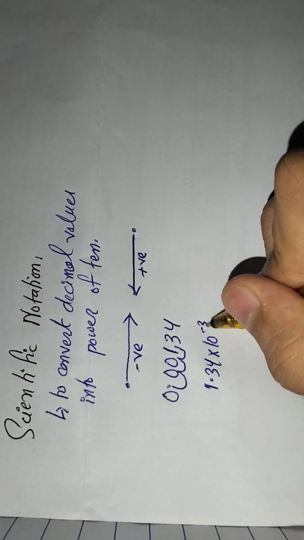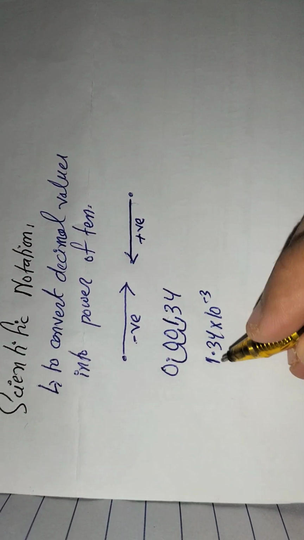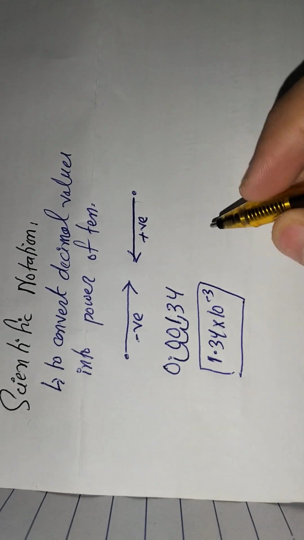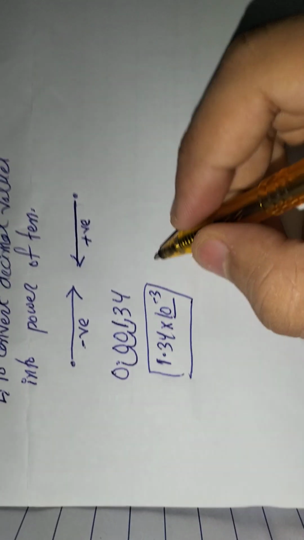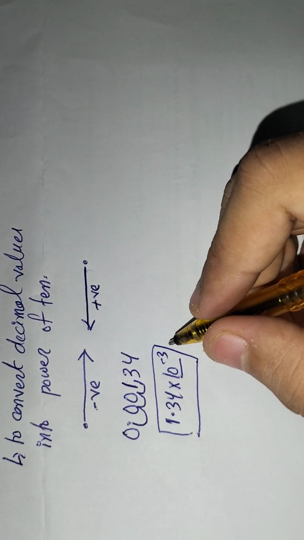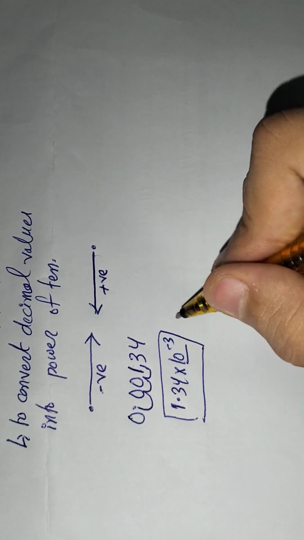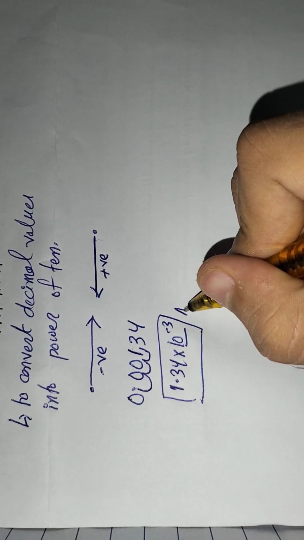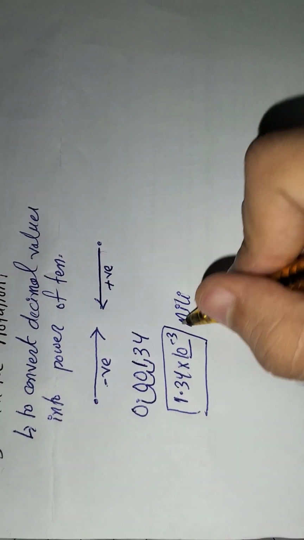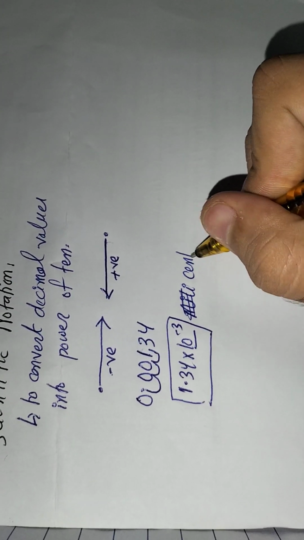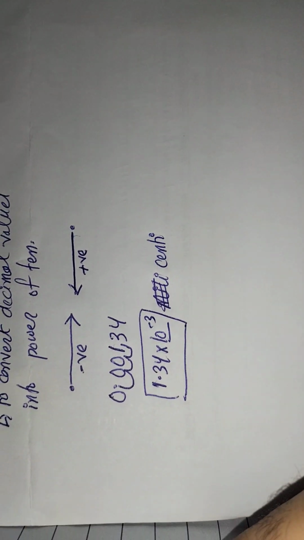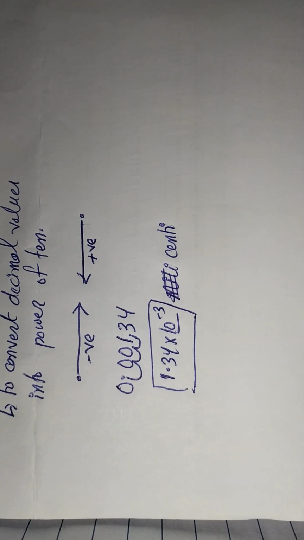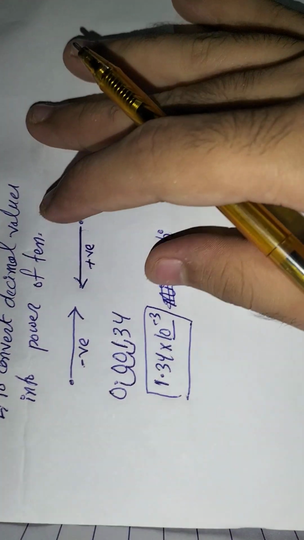When I am converting it into scientific notation, I will convert 1 2 3, so it is 1.34 into 10 to the power minus 3. So this is now converted into scientific notation. If you want to convert it into a prefix, at the place of minus 3 you can use centi.